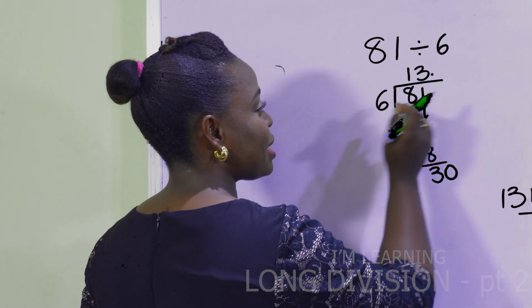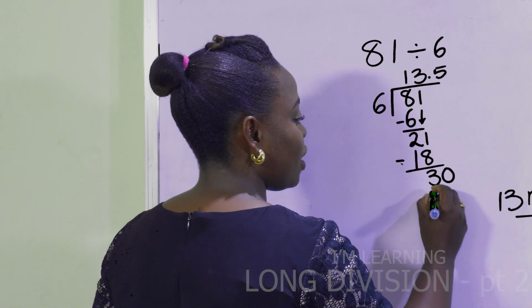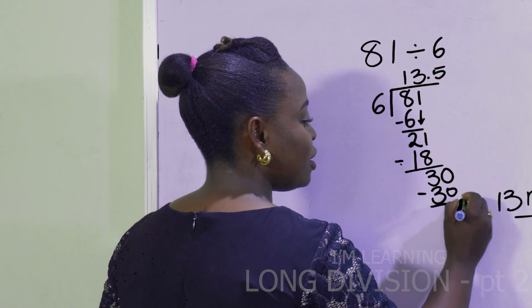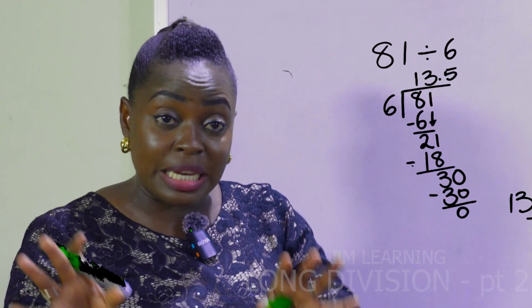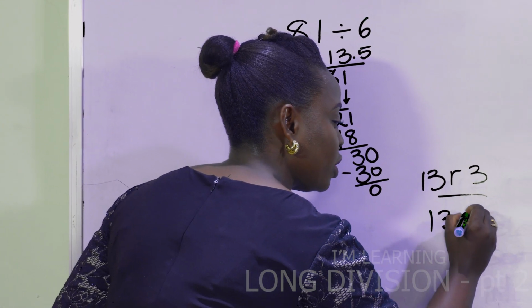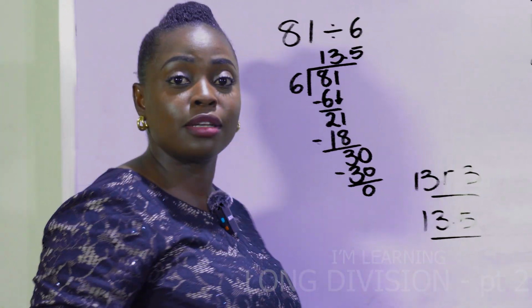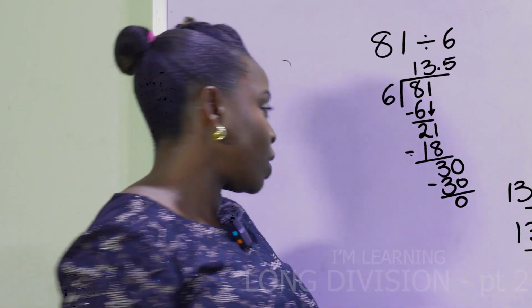30 divided by 6 is 5. 6 times 5 is 30. 30 minus 30 is 0. Now, instead of writing 13 remainder 3, I will write 13.5 as my answer. And that's really how you work out questions to decimal. Let's look at another example.